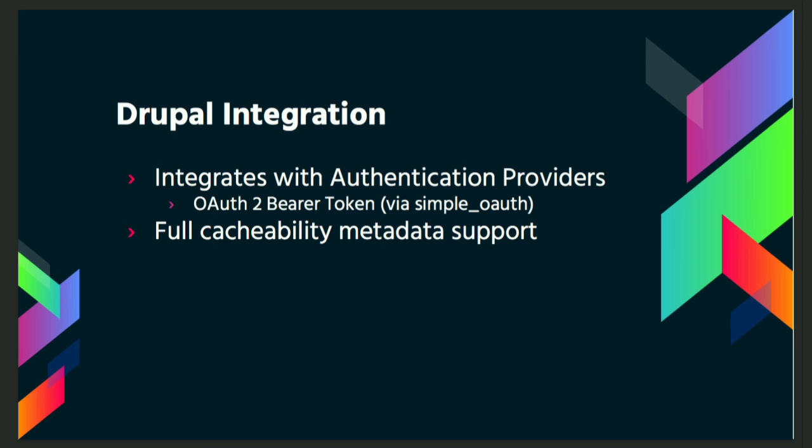It has also full integration with cacheability metadata. When you're doing these includes, you're putting data in a response. You're putting data from different entities. So if one of the entities changes, it has to invalidate the whole response. Using this cacheability metadata, that is no longer a problem, and you can have a fully cached or heavily cached authenticated traffic using the JSON API.